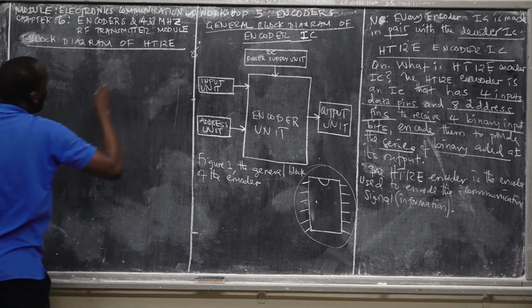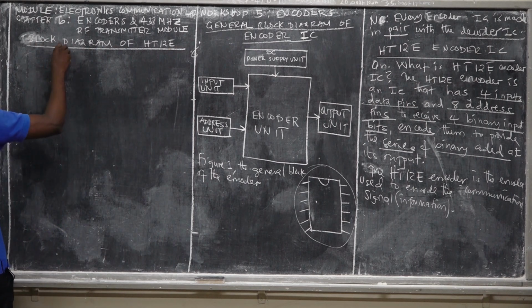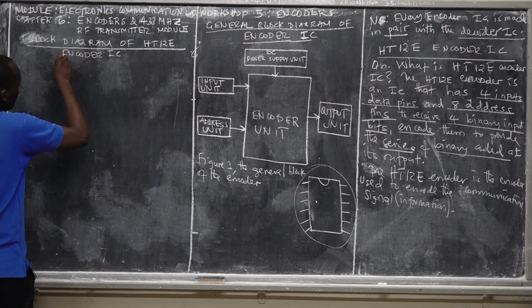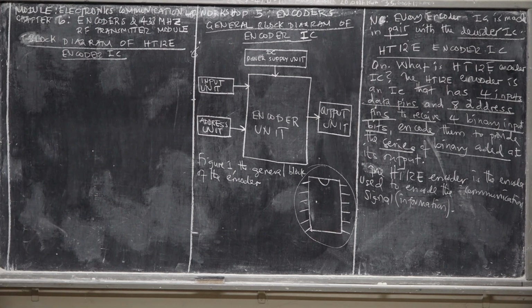So, block diagram of the HT12E encoder IC. That is block diagram number what for today? Number 2. If we add it with the previous block diagrams, how many in total? 17. Since semester 1, 17 block diagrams.